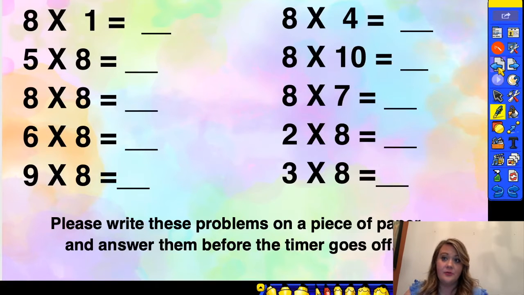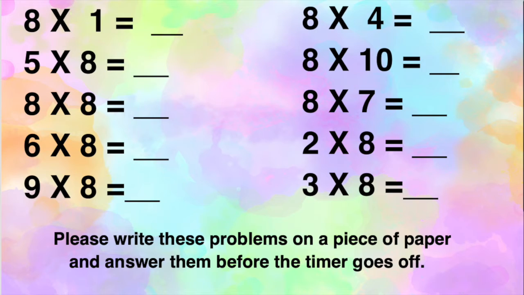Pastoral Elementary School. Today we're going to be looking at Standard 3.OA.7 and specifically focusing on the multiplication facts with the number 8. So what you have on the screen now is multiplication facts without the answer. They're all multiplying by 8, starting with 1, going to 10. So I want you to pause the screen and I want you to just write all of these problems down on a piece of paper and solve them before the timer goes off.